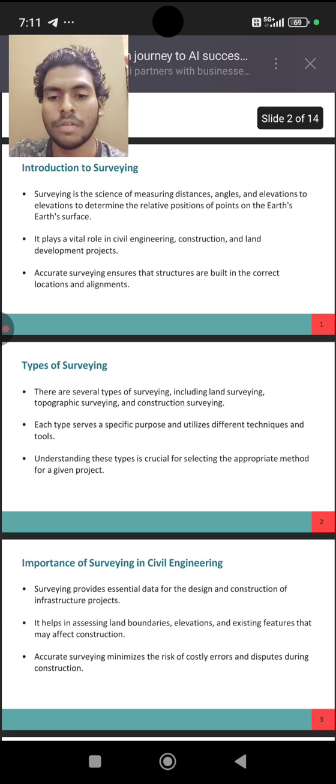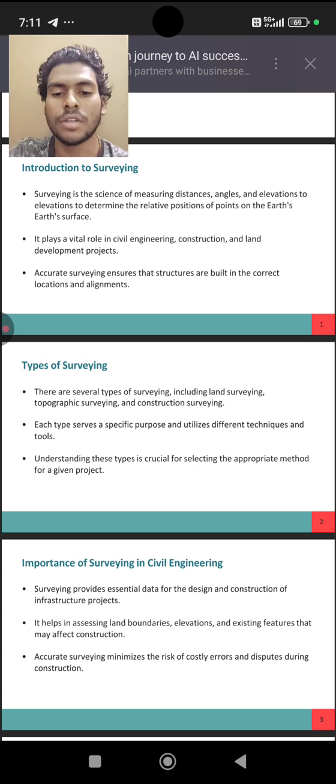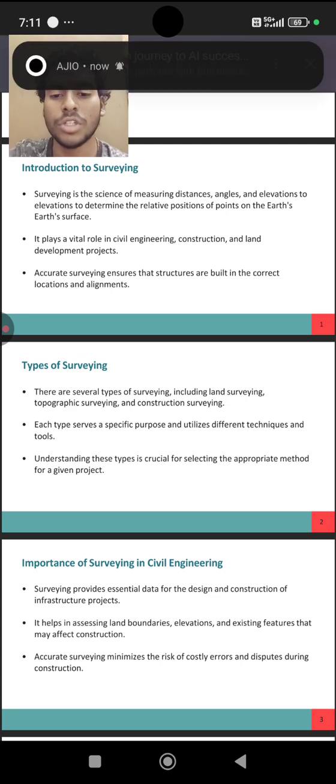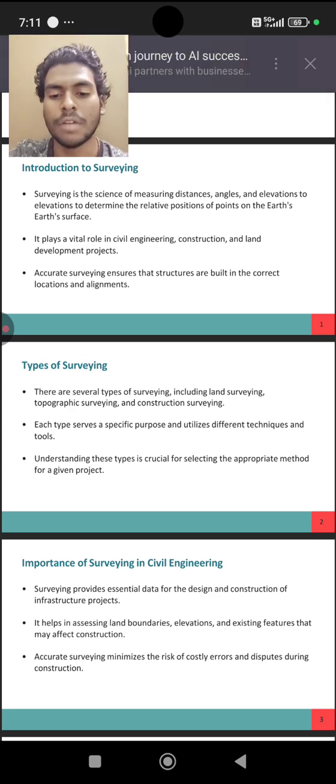Next, types of surveying. There are several types of surveying, including land surveying, topographic surveying, and construction surveying. Each type serves a specific purpose and utilizes different techniques and tools. So, for different types of surveying, we need different tools and different techniques to locate the relative positions and for the specific purpose. Understanding these types is crucial for selecting the appropriate method for a given project. Based on the project we construct, we use different techniques to determine the relative positions.